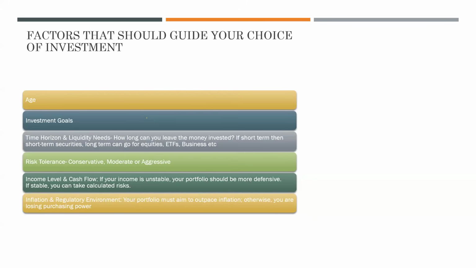The second factor that determines the investment that should be in that basket is your investment goals. Why are you invested? What is coming to my mind is that meme: why are you running? Why are you running? But then, why are you invested? What is the goal? Is the goal to be rich? Do you want to take advantage of the market?